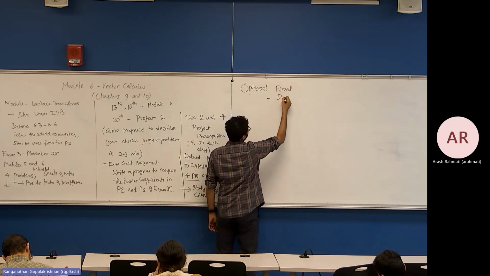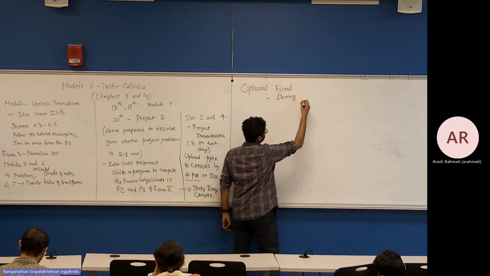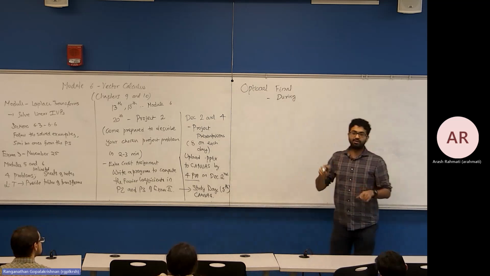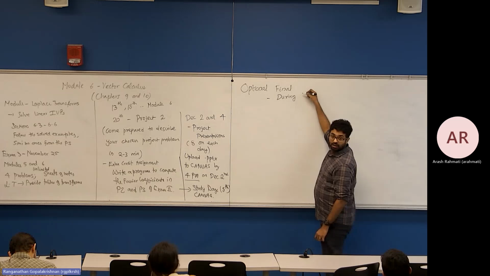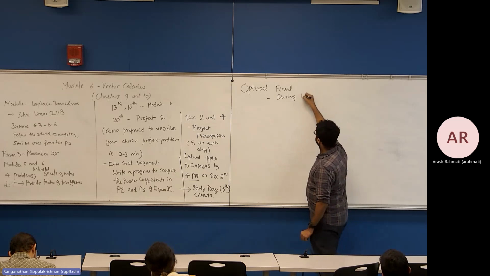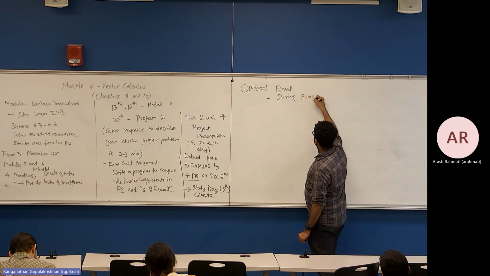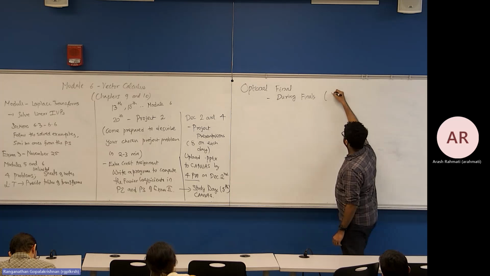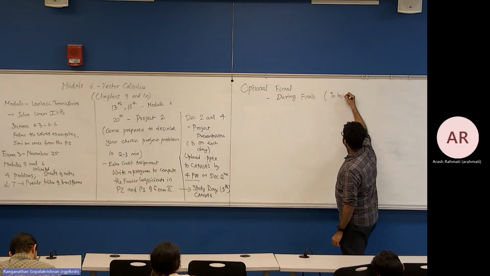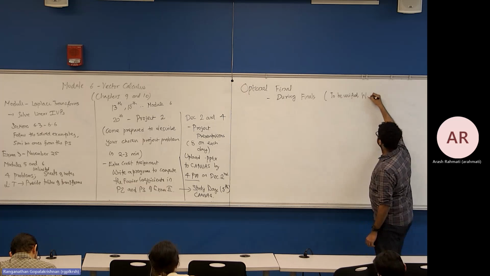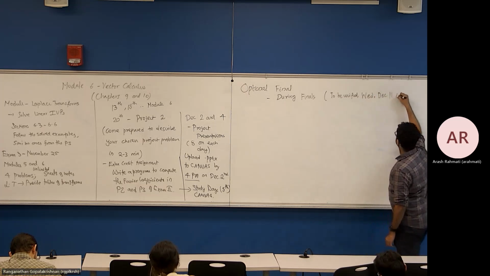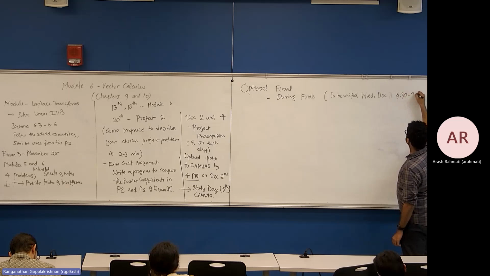it will be during finals week. I don't want to misquote the time. If our class meets on Monday, Wednesday, 5:30 PM, there is a specific time slot. I think it's the Wednesday, 5:30 to 7:30. So I'll put a 'to be verified'. Each of you can go home and verify this. Wednesday, December 11th, 5:30 to 7:30 PM.